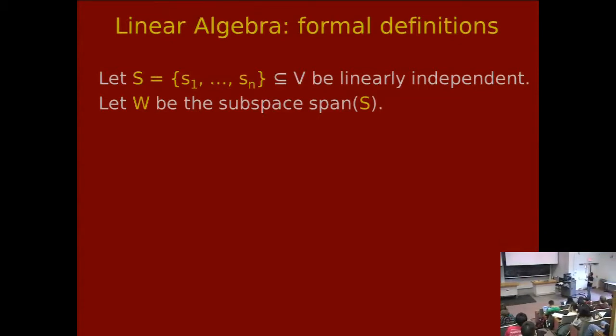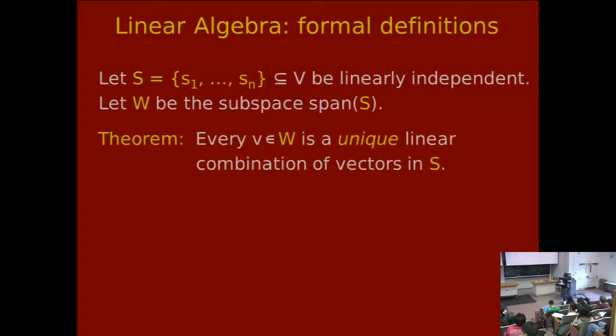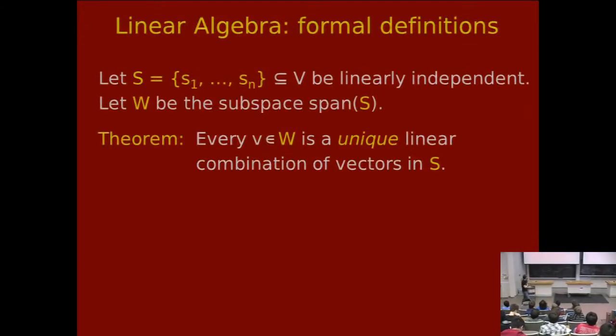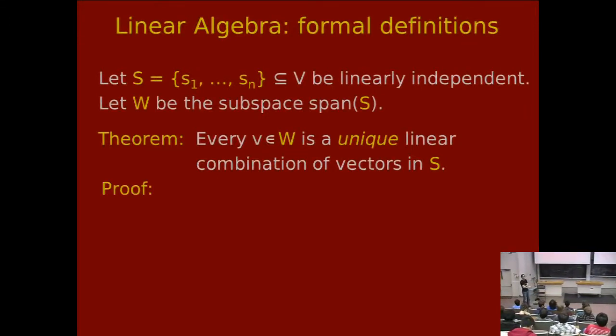Okay, so suppose we have some vectors S1 through Sn, and they're linearly independent. And we look at their span, the set of all linear combinations of them. Call that W. This is an important theorem. It says that every vector in the span is a unique linear combination of the vectors in S. This captures the fact that these linearly independent vectors are irredundant. There's only one way you can use them to make a linear combination to get a given vector. This theorem is pretty easy to prove, so I will prove it.